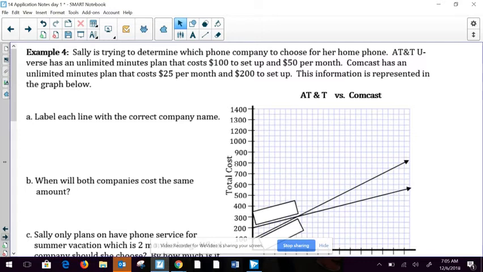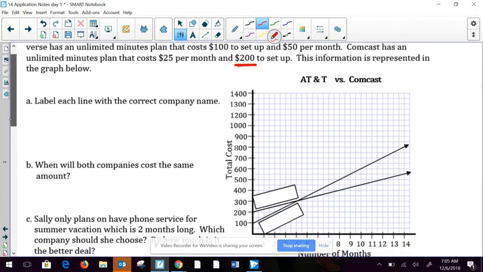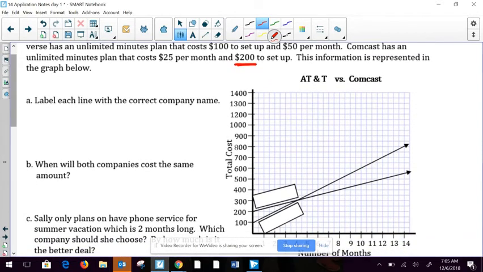AT&T Uverse has unlimited minute plans that cost $100 to set up and $50 per month. Comcast has an unlimited minutes plan that costs $25 per month and $200 to set up. Please make sure that on your notes it says $200 to set up for Comcast. So now we have this information. We graphed the lines for you, and it's in my graph.